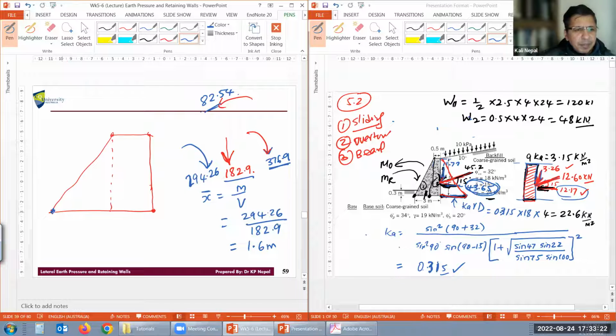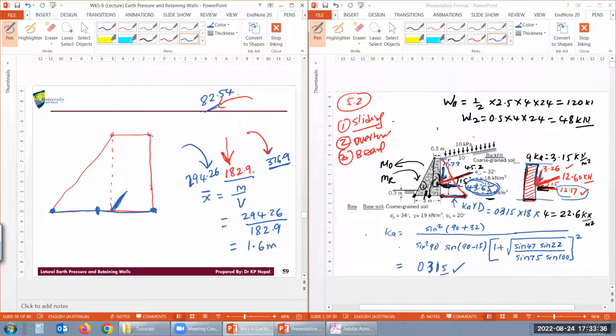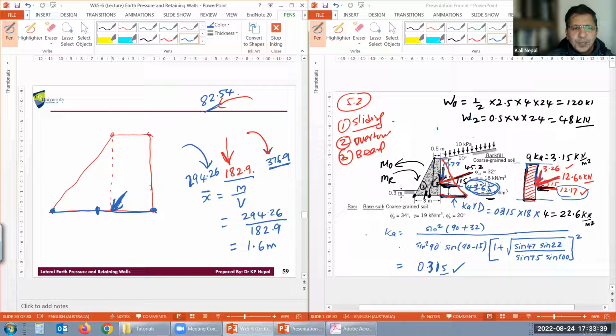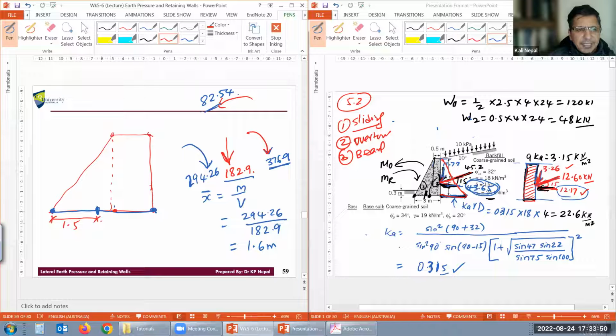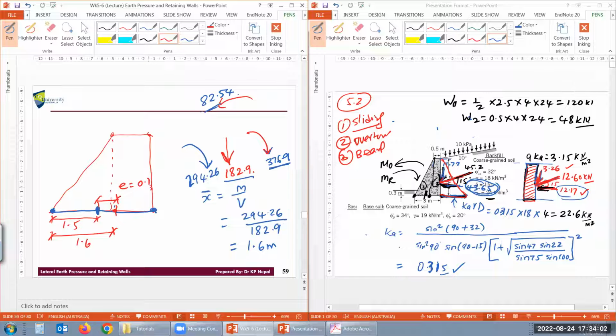Now remember, from here to here, how much is that? 3 meter. Total is 3 meter. It acts at 1.6, right? So a little bit this side of the halfway through. Make sense? So you know that now, right? So that means X bar is 1.5 but a little bit this side, so total is 1.6. Look at the eccentricity now. How much is the eccentricity from center to that? 0.1. That's it, right?